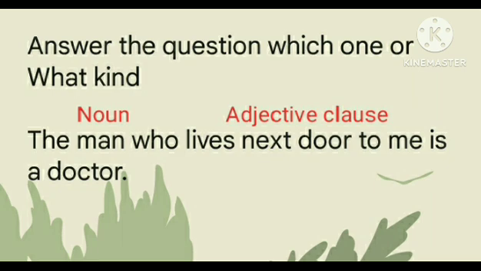I told you, children, that whenever we are supposed to identify the subordinating clause, you first look at the subordinating conjunction. So, what is our subordinating conjunction here? That is who. Exactly. Let's begin with our subordinating clause here, that is who lives next door to me, correct? Yes. Now let's identify the adjective clause here. How do we identify? Let's ask the question to the clause, that is, which man are we talking about? We are talking about the one who lives next door.